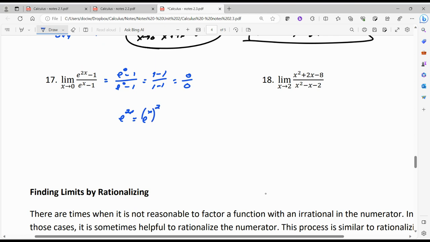Okay? Because if I have a power to a power, I would multiply those exponents. x times 2 or 2 times x would give me the 2x. In calculus, I need to be able to split that and go the opposite direction.